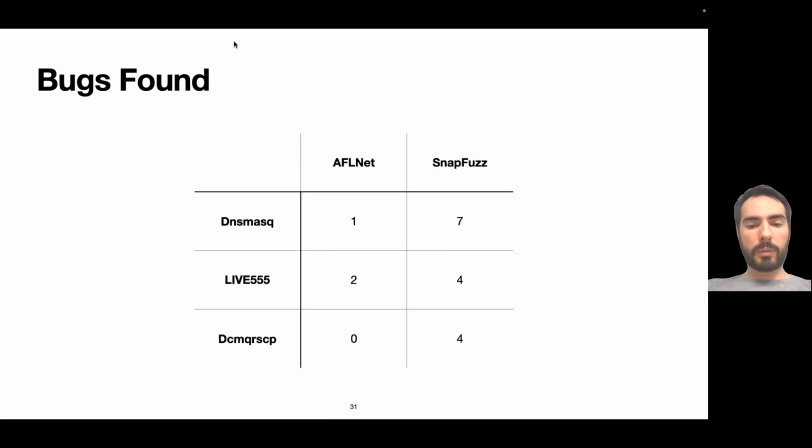Lastly, due to its sheer performance, SnapFuzz was able to find more bugs without us changing any algorithmic parts of AFLNet.